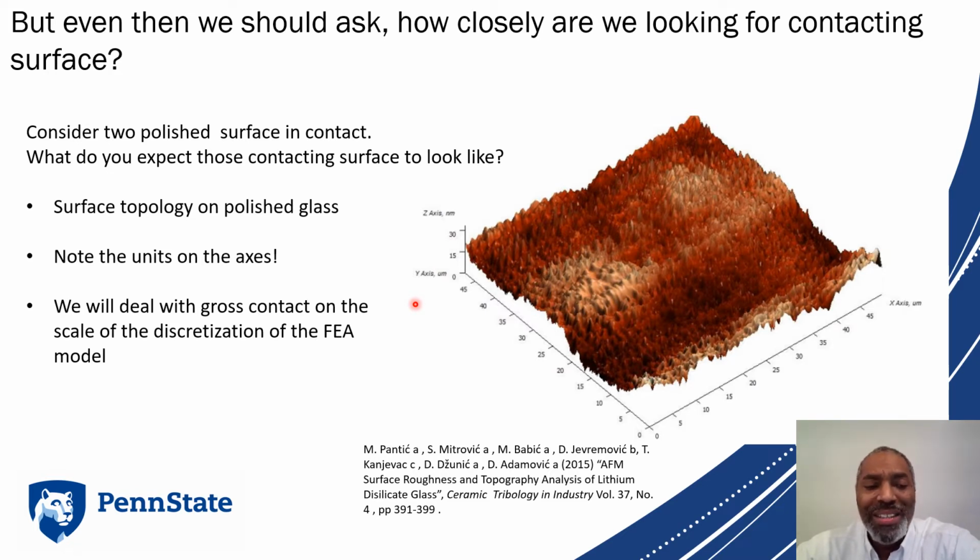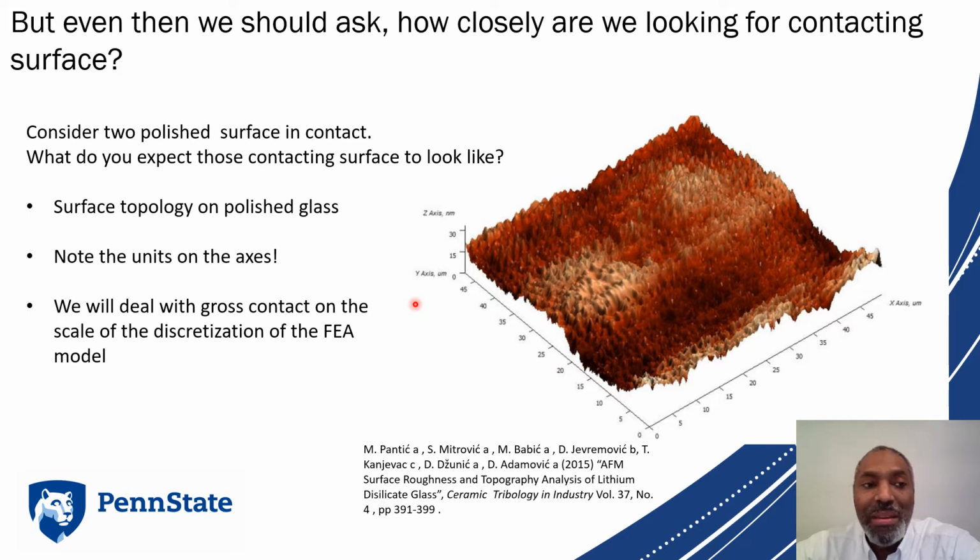And if we were trying to then look at how ceramics or metals that are equally polished are contacting each other, do we need to get down to this level of refinement? So the answer is no. What happens in the FEA method is that we deal with the idea of contact at a much more gross scale, and really it's a scale on the order of the discretization of the elements that we're dealing with.